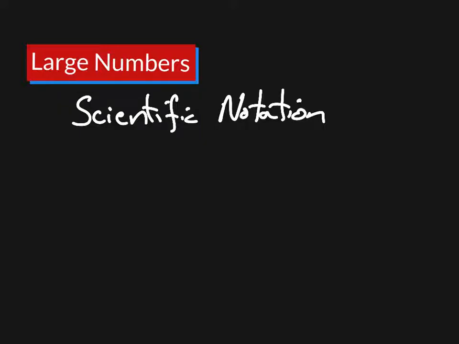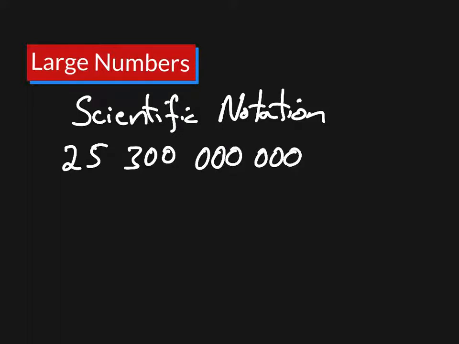So, for example, the distance from Earth to the closest star outside our solar system is 2530000000000 miles. So you see here a very large number, and imagine typing this long number into your calculator or your computer and then multiplying it by another big number. You'd have even more zeros.